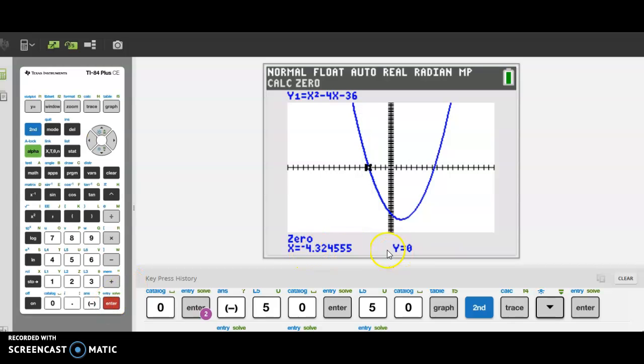Why do we call it a zero? Because y equals 0. But notice we get the right answer, negative 4.32. You can do the same thing with the other one, and we can only do one zero at a time. So that's why I have to do it twice.